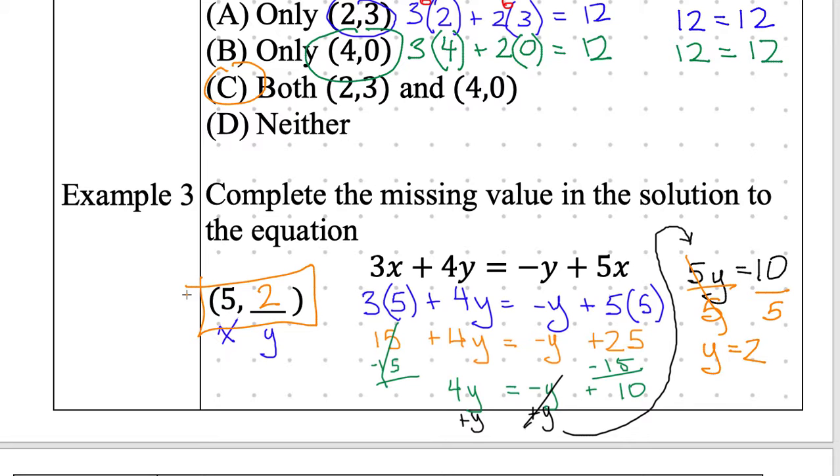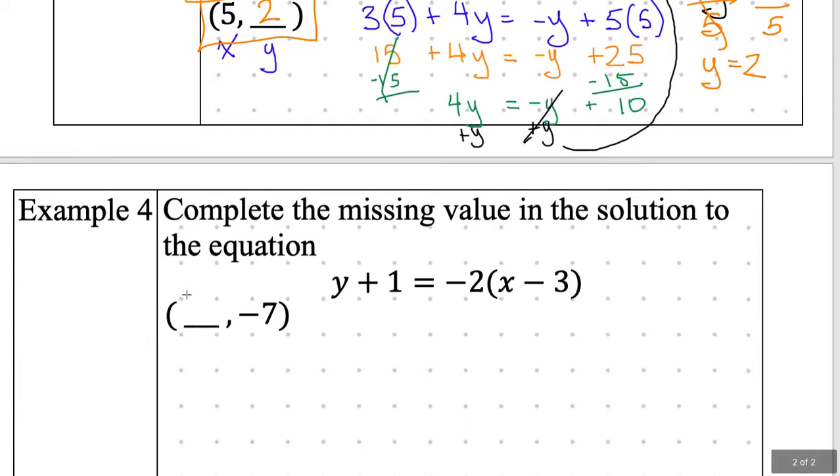So x is 5. These are the two things you're doing over and over again for the homework. Starting nice and easy. It gets harder very fast, so just be careful. Go ahead and do example number 4 on the back. After you finish example 4 and you check with at least 2 other people, you may begin on the homework on Khan Academy. Good luck.